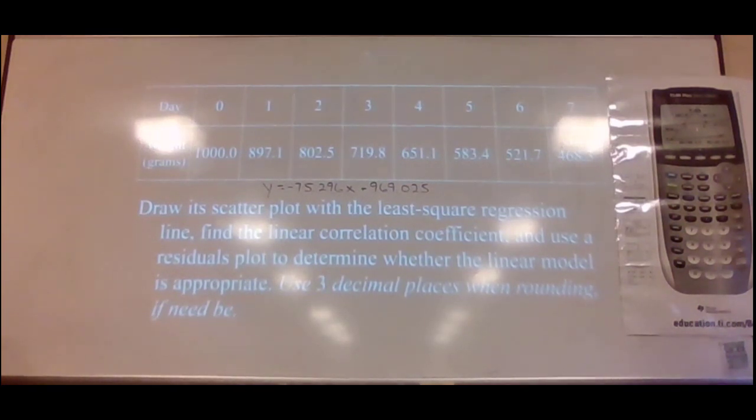Okay? So once we've got all that set up, which most of it, again, was turned on last week, we're just going to go zoom, and down to number 9, zoom stat. So when you get a stat plot, you do zoom?